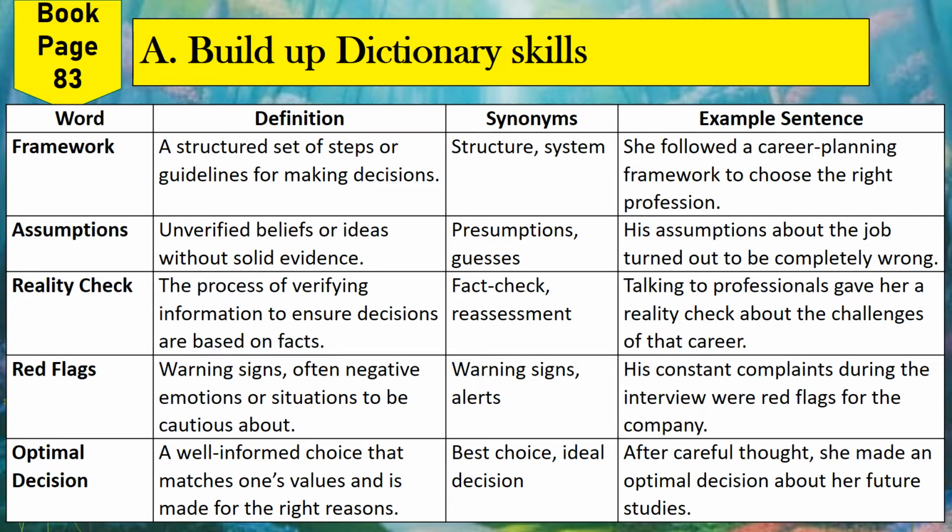Let's now focus on Part A, Build up dictionary skills, a very important activity to strengthen your vocabulary and understanding of key terms. Here are the 5 sample words with their definitions, synonyms, and example sentences. Framework. Definition: a structured set of steps or guidelines for making decisions. Synonyms: structure, system. Example: she followed a career planning framework to choose the right profession.